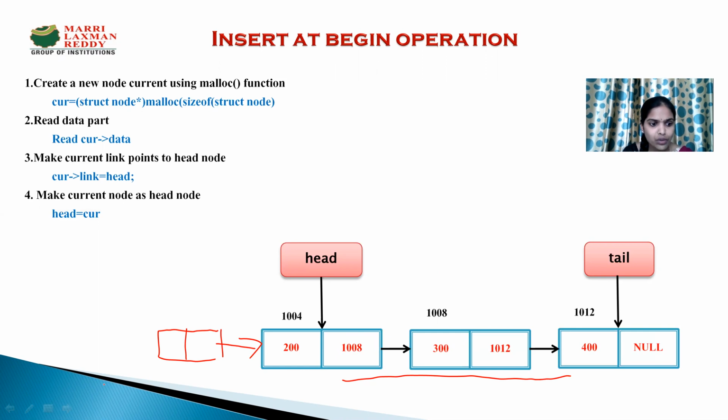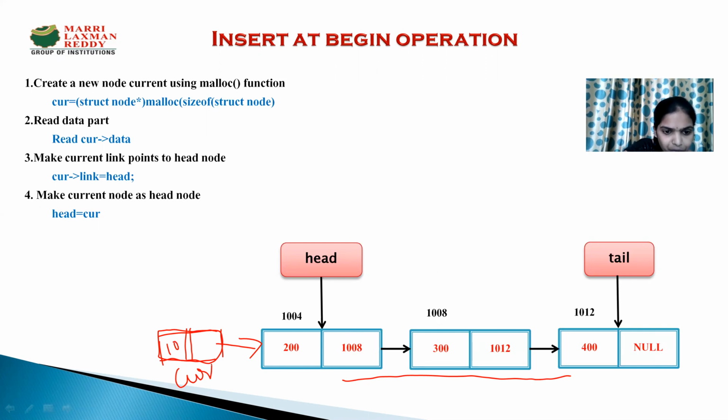Firstly, we have to create a node. By allocating some memory, we have to insert some data into that. Suppose this is called the current node. After allocating memory to this node, we have to insert some data into that node. That is, suppose it is 10.